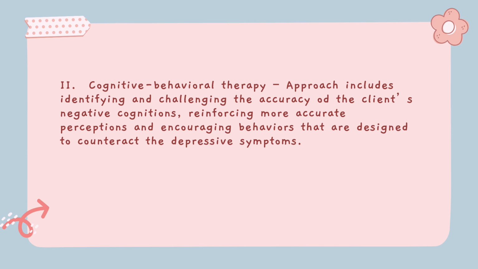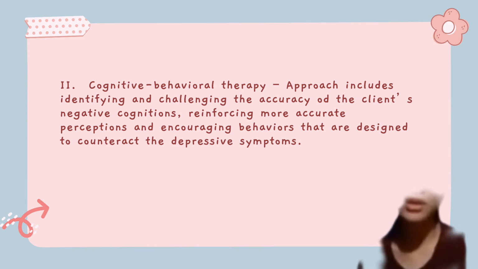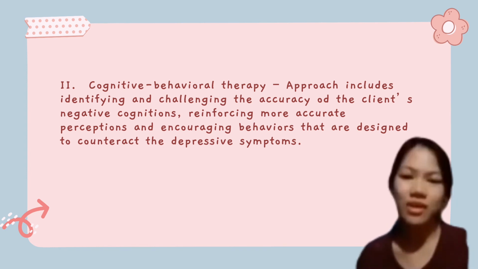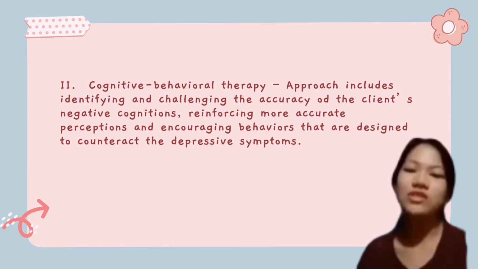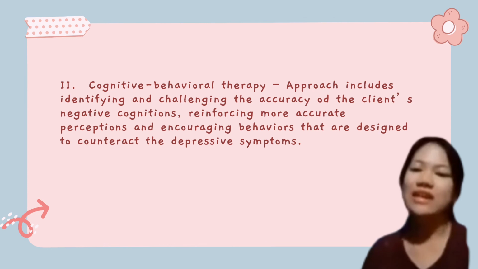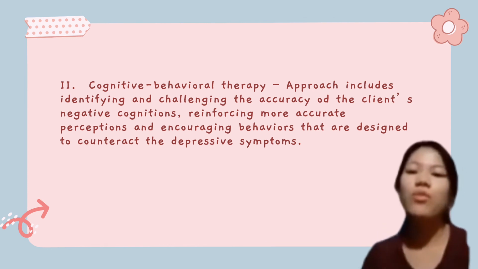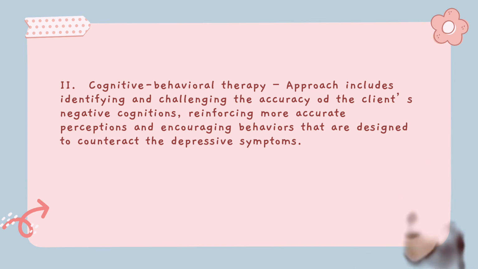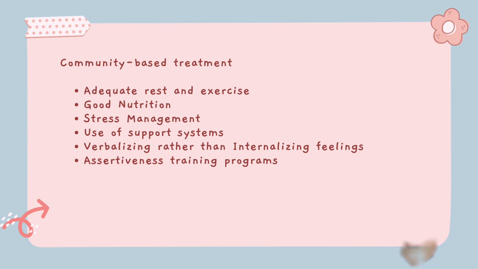Then next is, of course, the medication. This medication includes antidepressants, neuroleptics, antipsychotics, or mood-stabilizing agents. So, this medication includes tricyclic antidepressants, monoamine oxidase inhibitors, selective serotonin reuptake inhibitors or SSRIs, and mood stabilizers. And our last, of course, is community-based treatment.